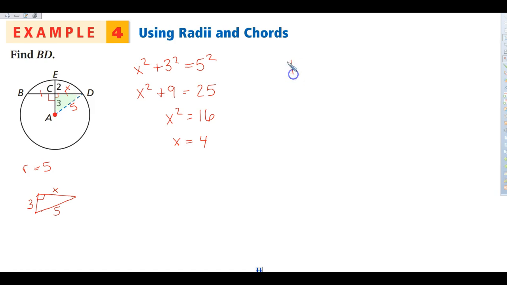But to find the length of BD, both of those pieces are going to be 4. So it's going to be 4 plus 4, which is 8.